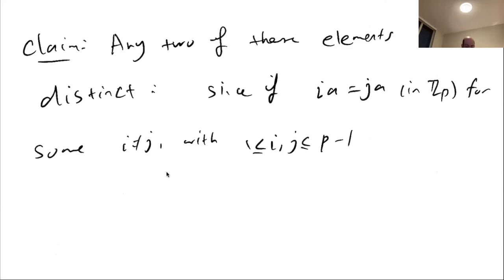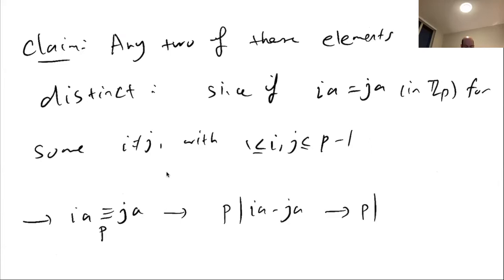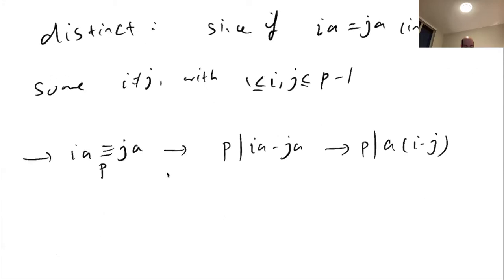Then what can I say? Then I can say that ia is congruent to ja mod p, that means p divides ia minus ja, which means p divides a times (i minus j). So that means p divides a or p divides i minus j.